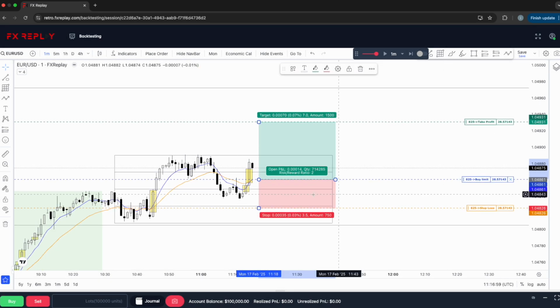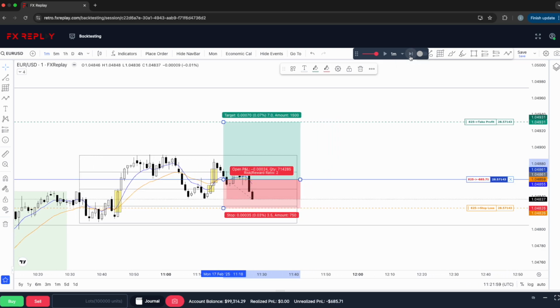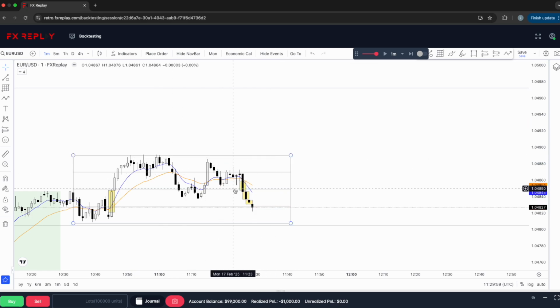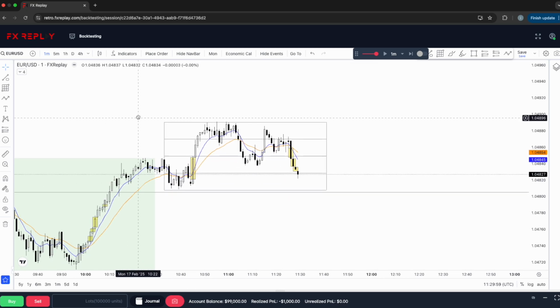This is a bit of a risky one. Obviously we would like to see price at least give us more than 0.4% gain before it takes out this, but we're accounting for that with our risk. Okay, so this was a complete loss, which is fine. It is a bit more risky because obviously we wanted it to be a bit more. So fine.